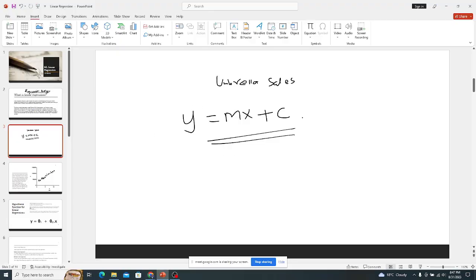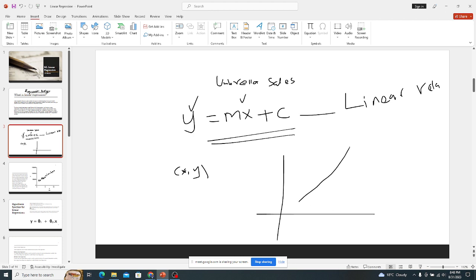Remember this is linear: between the two variables, x and y, there exists a linear relationship. This is the equation of a straight line back in high school, where you were given the xy coordinates and told to plot that line. Once you plotted that line, you could get something straight.